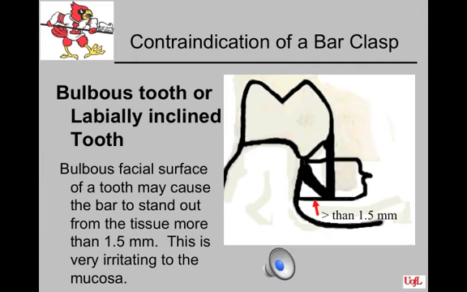It doesn't take just a bony undercut to cause this problem of the bar having to stand out away from the tissues. A very bulbous or labially inclined tooth can have the same effect. That bar has to clear that area, so it has to stick out at least the amount of the bulge on the tooth. And if at 6 millimeters below the marginal gingiva, it's out past 1.5 millimeters, then it's contraindicated for the use of the bar.